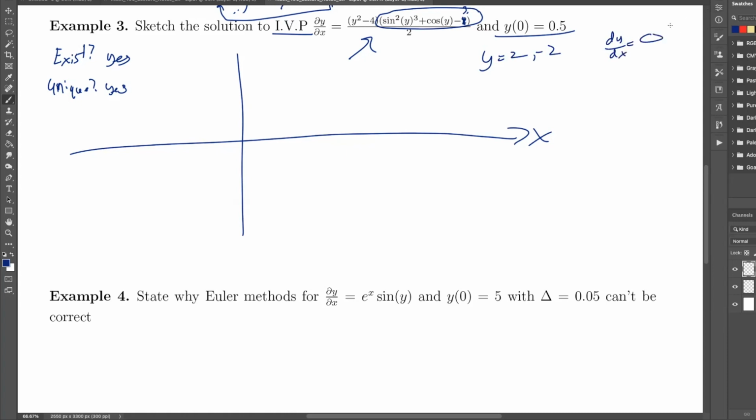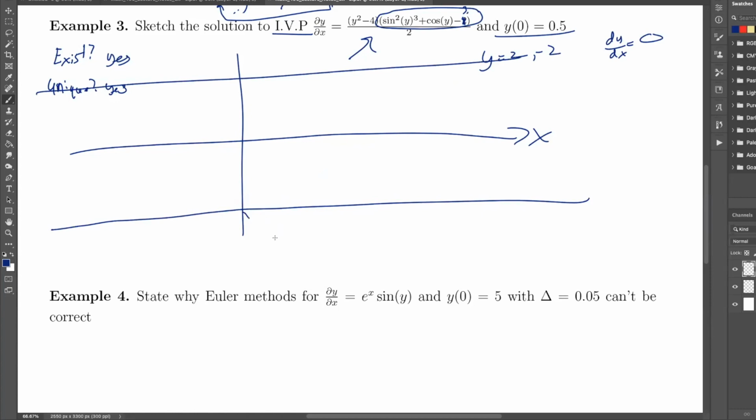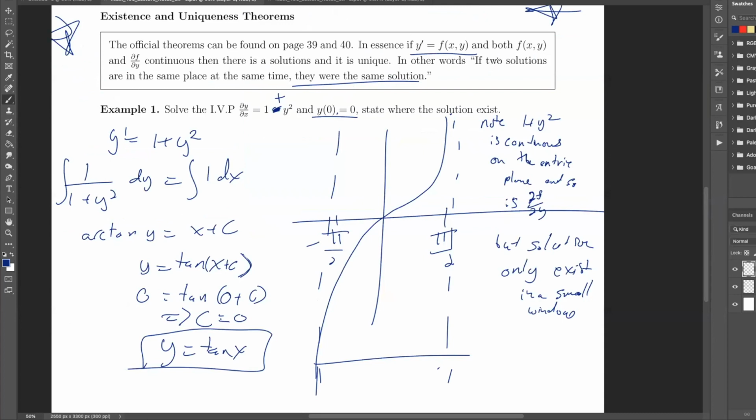What does that mean? It means I'm not changing, right? And that means the solution at minus 2 and 2 is consistent, right? Now, if this is less than 0, here, between 2 and minus 2, I have these two consistent solutions. And notice what I said in the page before. It says if two solutions are ever in the same place at the same time, they are the same solution.